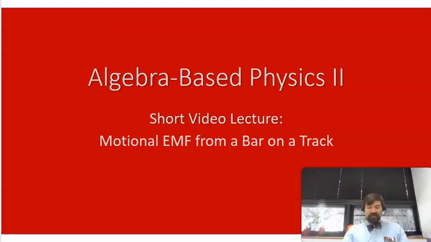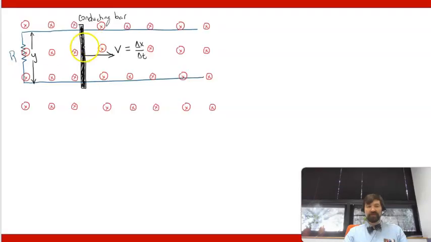Today's video, we're going to be continuing our discussion of motional EMF. In the previous video that I made for these, we had a conducting bar or rod moving through a magnetic field, and we considered what happened to individual charges within that rod as a result of moving through the magnetic field. Today, we actually want to continue that by placing the bar on a pair of conducting tracks. So our geometry maybe looks something like this.